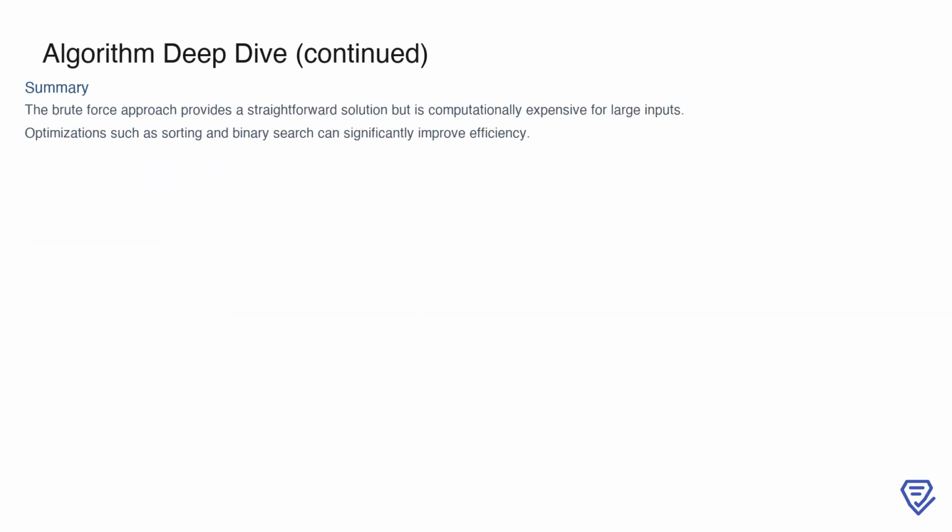In summary, the brute force method provides a simple yet computationally expensive solution for this problem. It ensures correctness by checking all possible pairs of intervals but struggles with efficiency for larger inputs. By leveraging sorting and binary search, we can significantly improve the algorithm's performance, making it more scalable for larger datasets. These optimizations are key to reducing the computational burden while maintaining the accuracy of the solution.